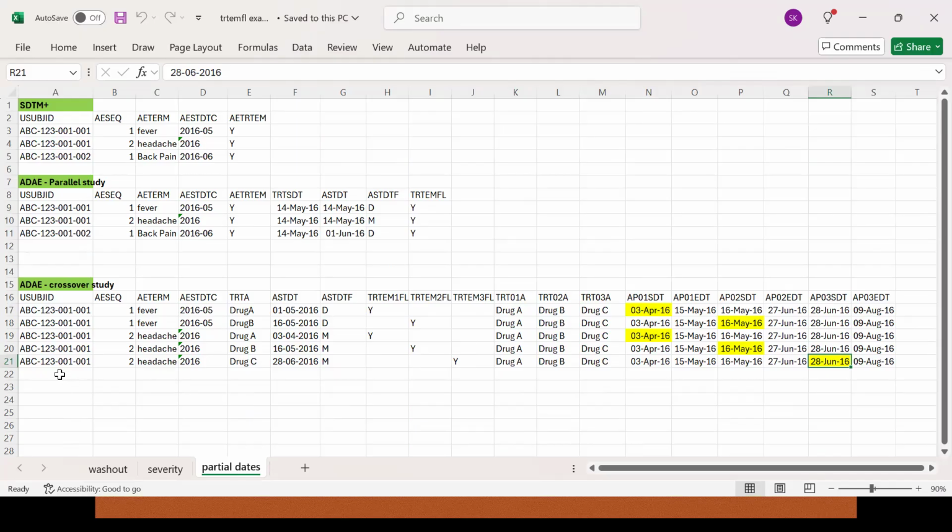So in this way, when you have any partial dates in your SDTM AE for crossover studies, you will have to check each period start date, and accordingly you will need to create either only one record or more than one record, depending on how your partial dates fall relative to these period start dates.